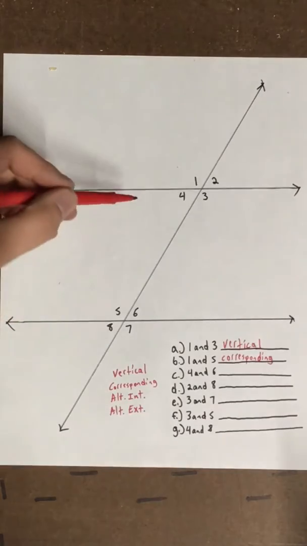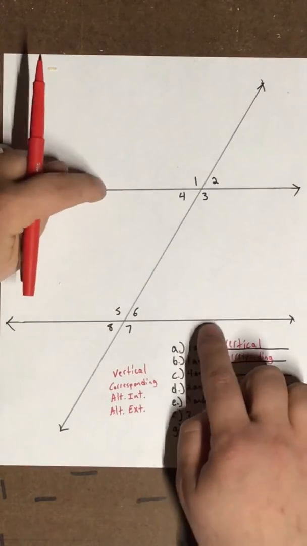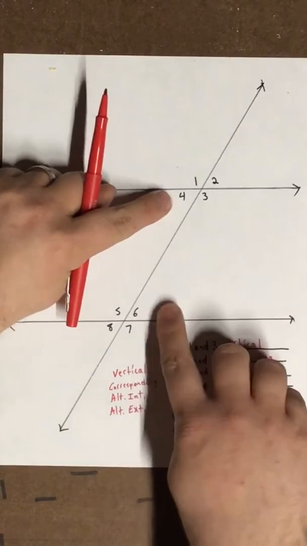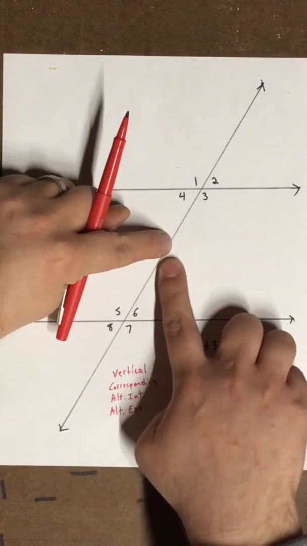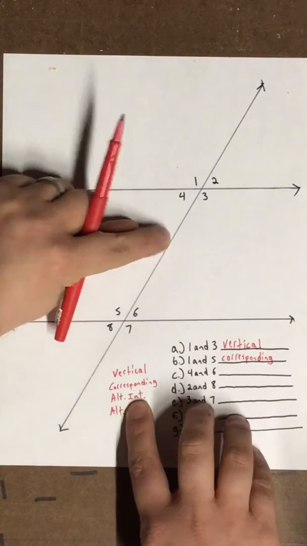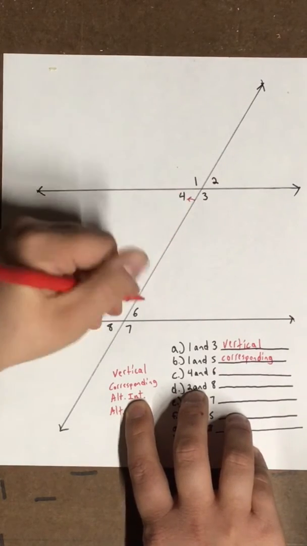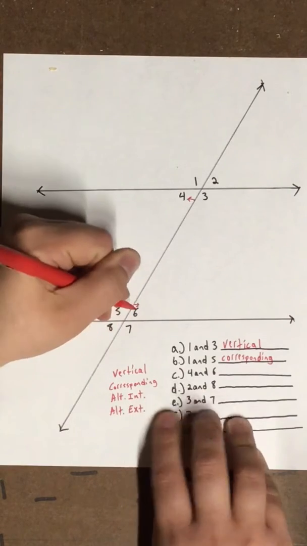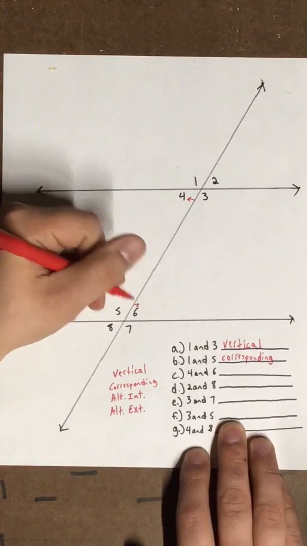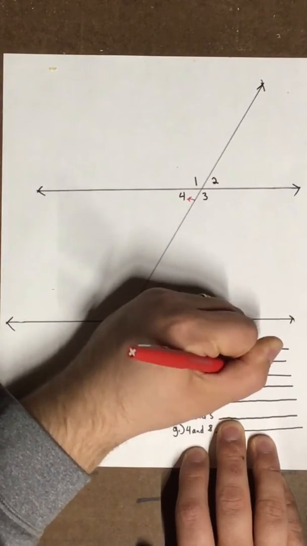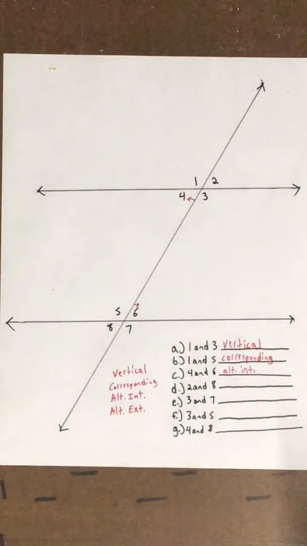4 and 6, if you think about this being the inside of these lines, this being the outside, 4 and 6 are both on the inside. So I already have a clue for them being interior. One of them, 4, is on this side of the line, 6 is on this side of the line. So 4 and 6 would be alternate interior, and we can abbreviate that. Try the next two.